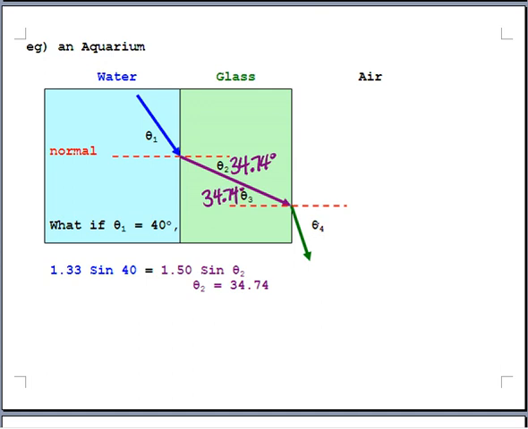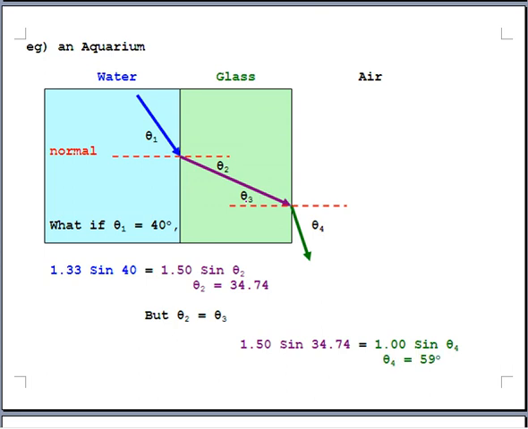And we want to go ahead and solve for theta 4. So another easy Snell's Law. There's the alternate interior. Those two angles are the same. So it's 1.5 sine of that answer we found, just shy of 35 degrees, equals 1.00 sine theta 4.